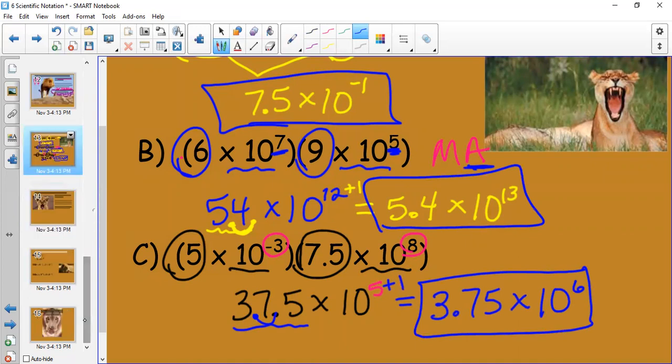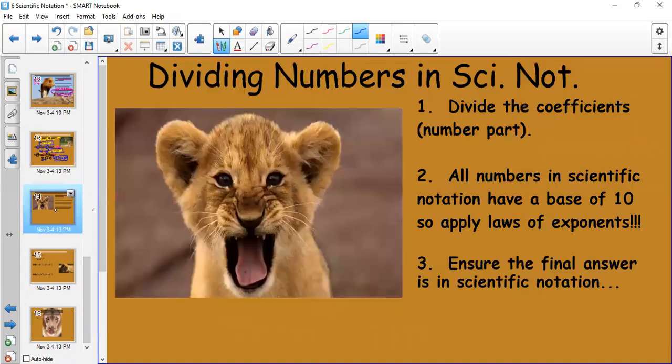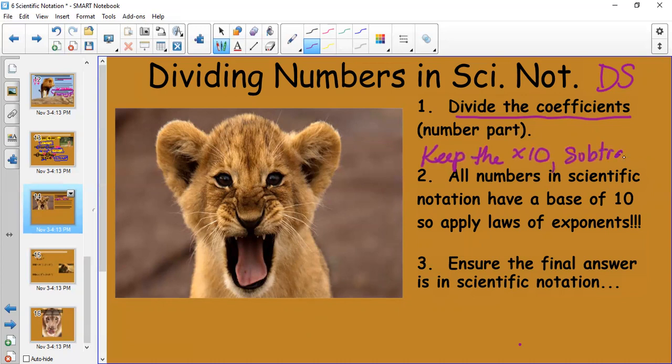All right, so now we've done multiplying. Let's do dividing. It's going to be very similar. We are going to, this time, be following the DS rules. So we are going to divide the coefficients. We're going to keep the base, so keep the times 10 part. They're all going to have that. And we're going to subtract the exponents. And last, we always want to double check to make sure that answer is in scientific notation.